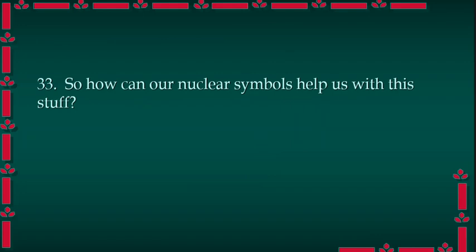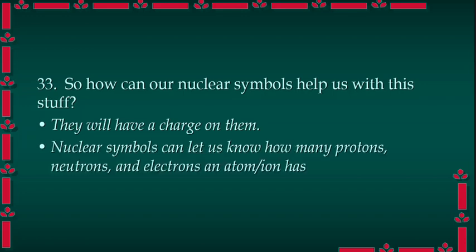So, how can our nuclear symbols help us with this stuff? They'll give you the charge. Once you know the charge, either do it my way or Casey way to figure out the number of electrons. So now a nuclear symbol can tell you the number of protons, neutrons, and electrons. Last week, we learned the number of protons and neutrons. Now we're adding the electrons.